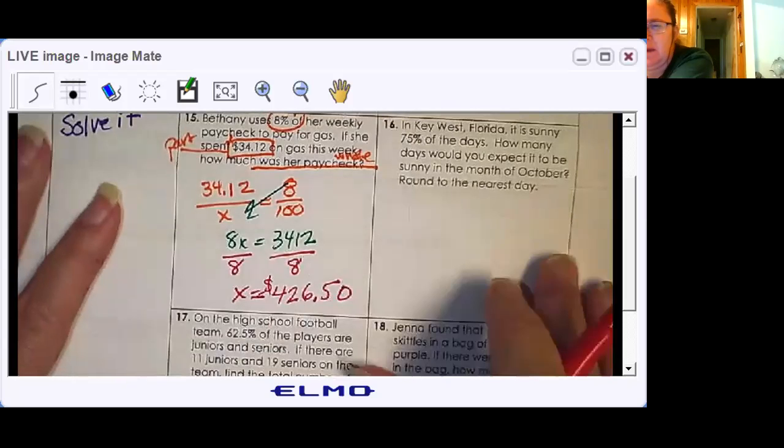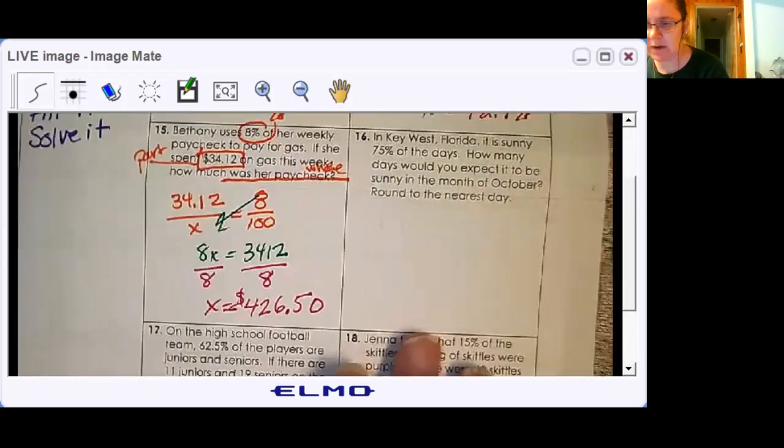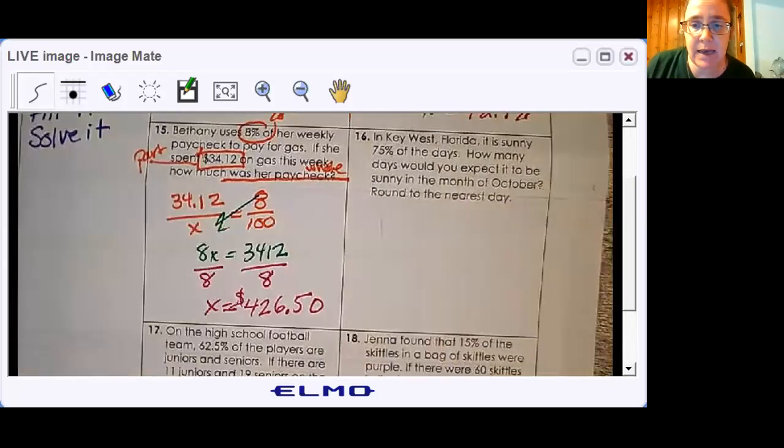Now, so far so good. They've given us everything we need. We don't have to think about anything. It's all just laid out in front of us. Well, let's look at this next problem. It says in Key West, it's sunny 75% of the days. How many days would you expect it to be sunny in the month of October? Round to the nearest day.